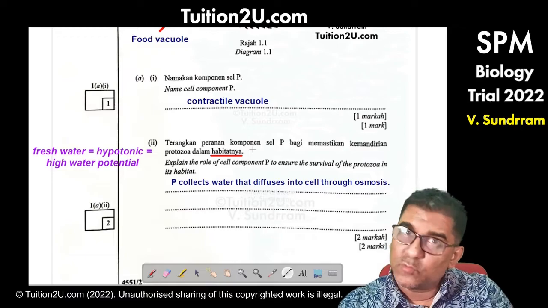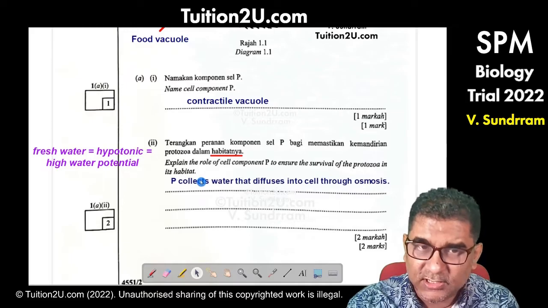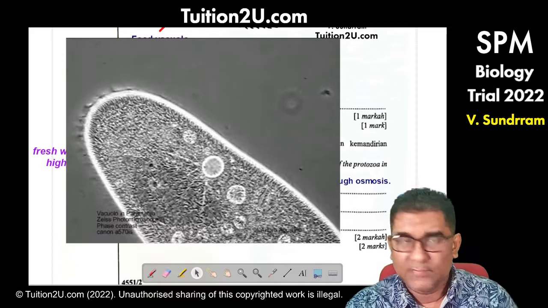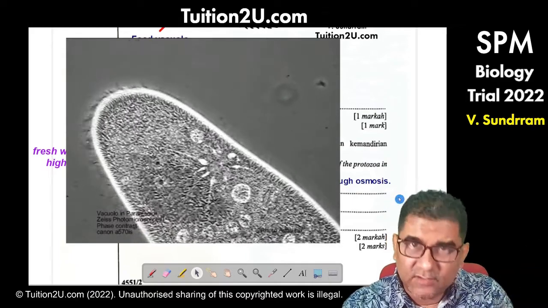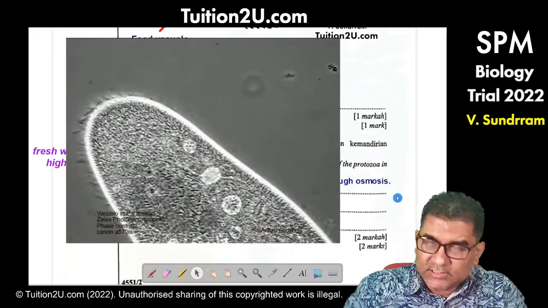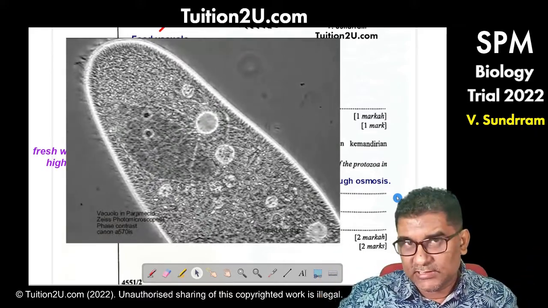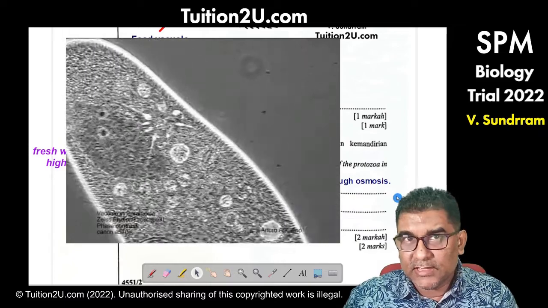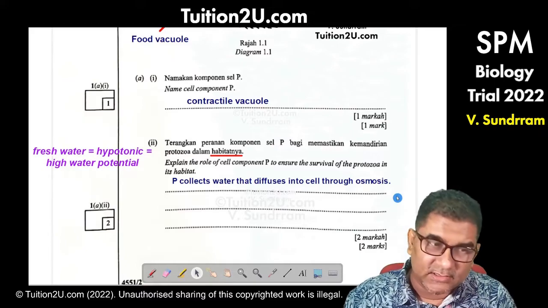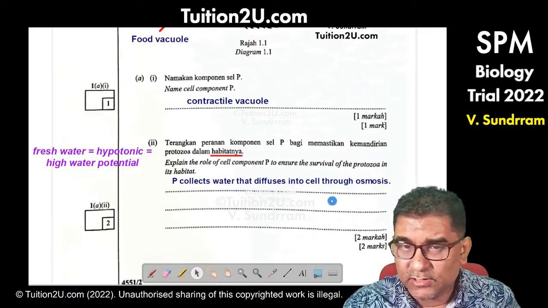So that means water will diffuse into the cell through a process known as osmosis. That is what I wrote here. P collects water that diffuses into the cell through osmosis. Water will diffuse in. So the P, which is contractile vacuole, will collect the water. As they collect the water, the size of contractile vacuole will increase. They reach the maximum size. Once they reach the maximum size, from the name contractile vacuole, they are going to contract. When they contract, they release the water out of the cell. So that's all. That's 3 marks, but here they're only going to give you 2 marks.